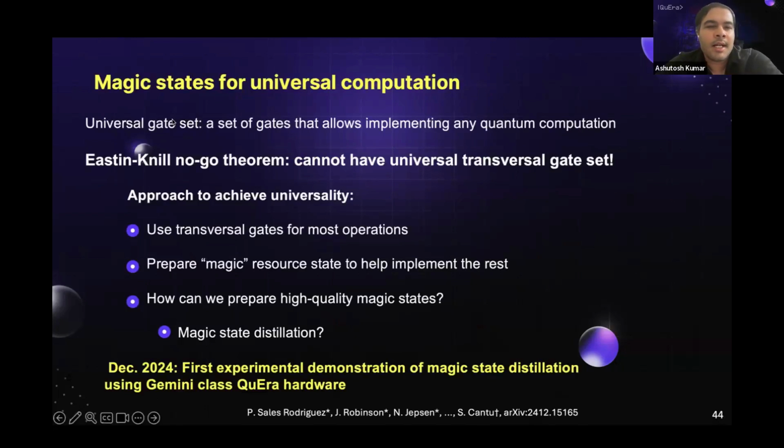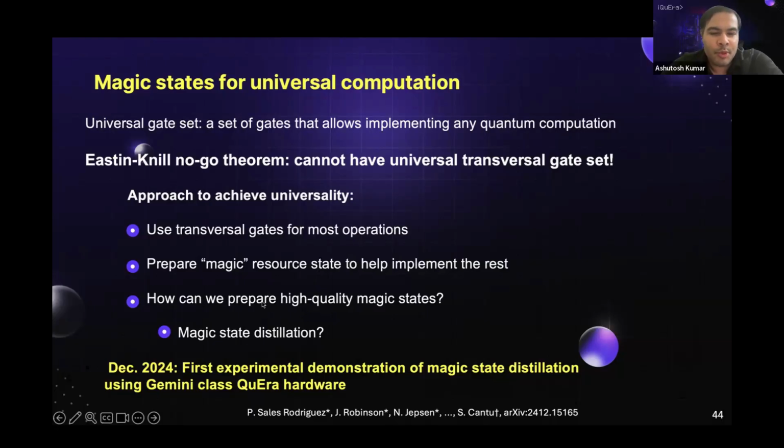For universal quantum computation, we need a universal gate set. But according to the Eastin-Knill theorem, we cannot have a universal transversal gate set. So transversal gates are not going to be enough if you want universal quantum computation. So what is the approach to achieve universality? Well, you can use transversal gates for most operations, but then we can make use of a magic resource state to help implement the rest.